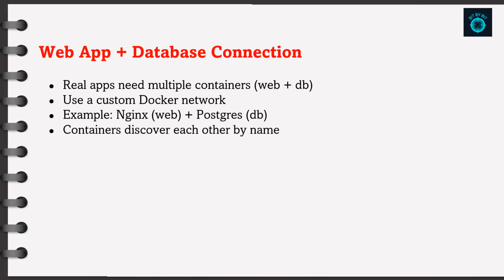Web app plus database connection. In real-world applications, you rarely run just one container. For example, a web app usually needs both a web server and a database. With Docker, we can connect these containers using a custom network. Here's a simple example. We run a Postgres container, which provides the database. We run an nginx container, which provides the web server. Both containers are attached to the same custom network. Inside that network, the web container can reach the database by using its name, db. This setup demonstrates how containers can work together as building blocks for a complete application.